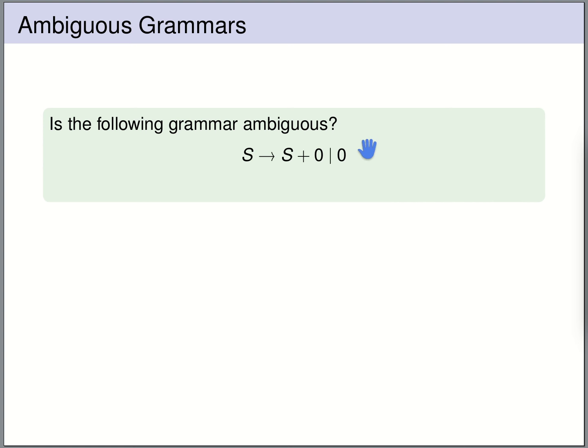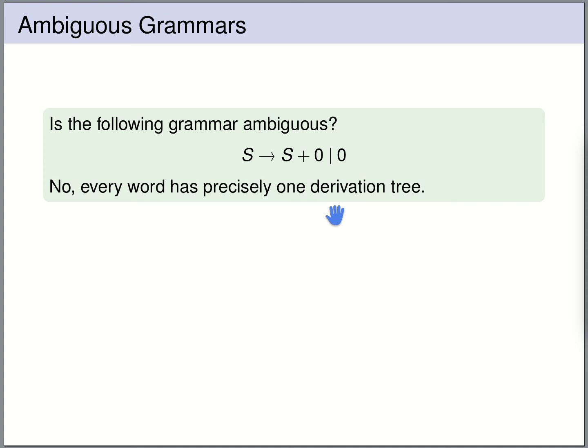Consider the grammar shown on the slide. Is this grammar ambiguous? We have a rule that allows S to be replaced by S plus 0 or by 0. It turns out that this grammar is not ambiguous. So for every word in the language generated by this grammar, there's precisely one derivation tree. Not more than one. Otherwise the grammar would be ambiguous.